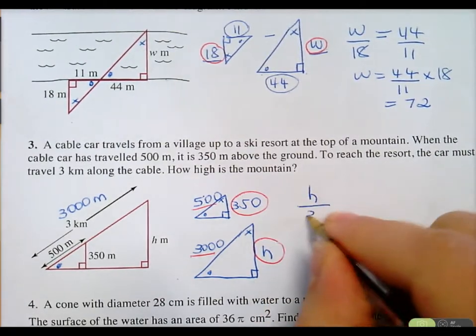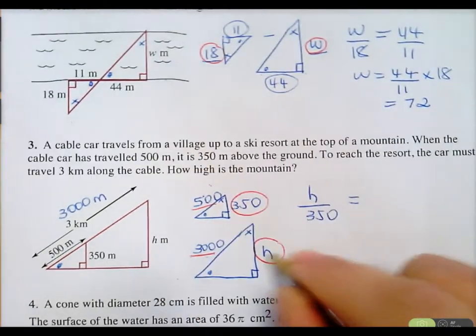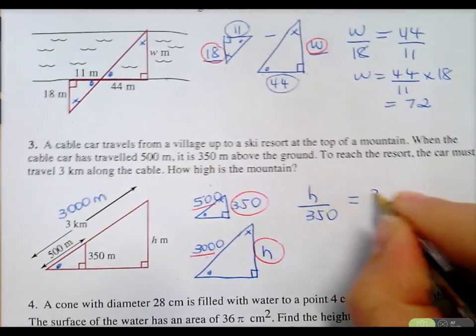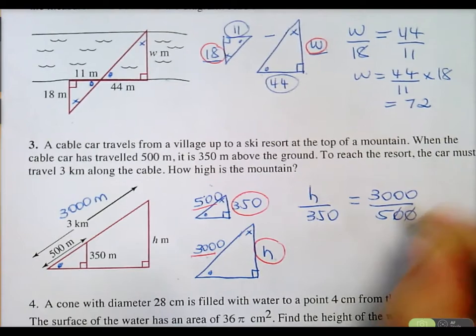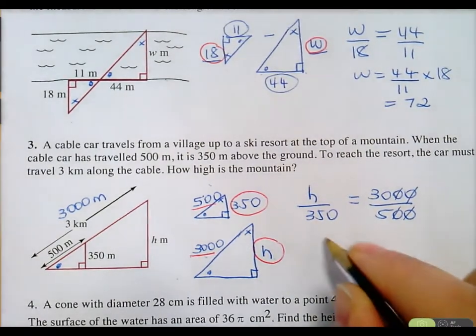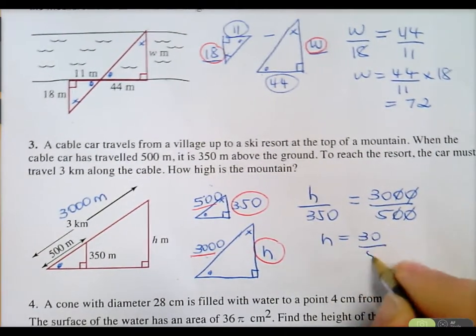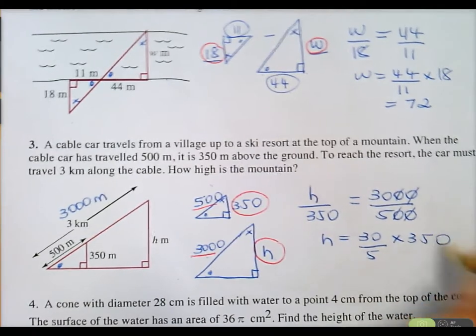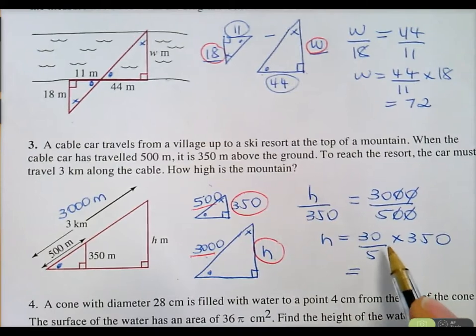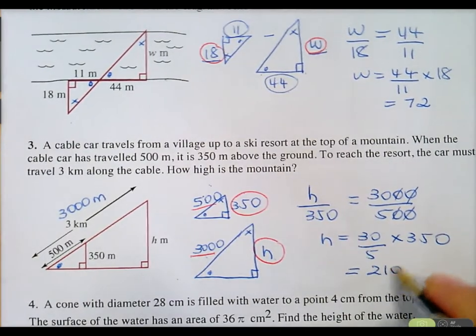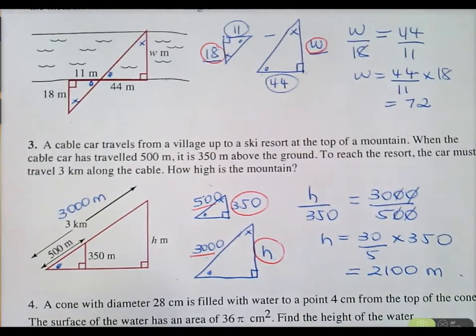H over 350 equals, so bottom to top, 3,000 over 500. Going to cross off a few zeros. So H is 30 over 5 times 350, because I crossed off a couple of zeros. 6 times 350, 2,100. Is it that? Yes. Right.